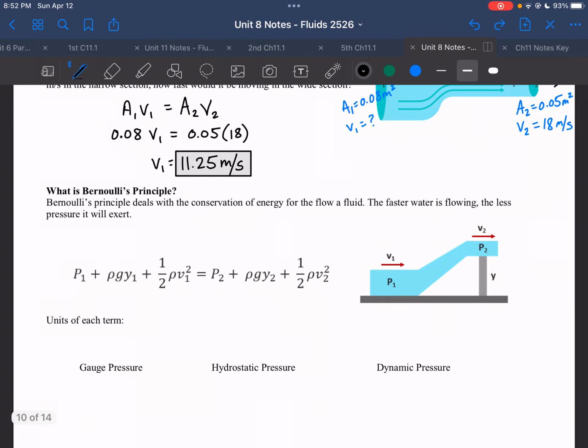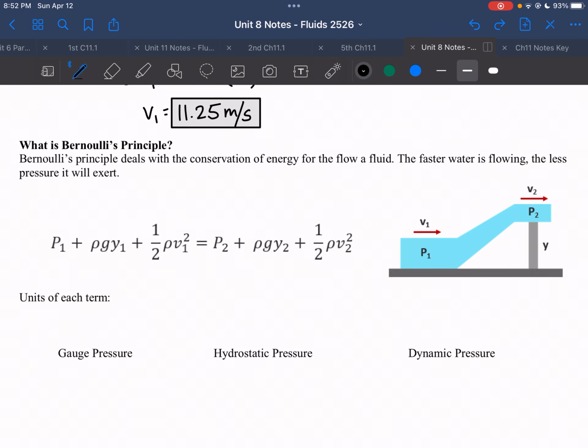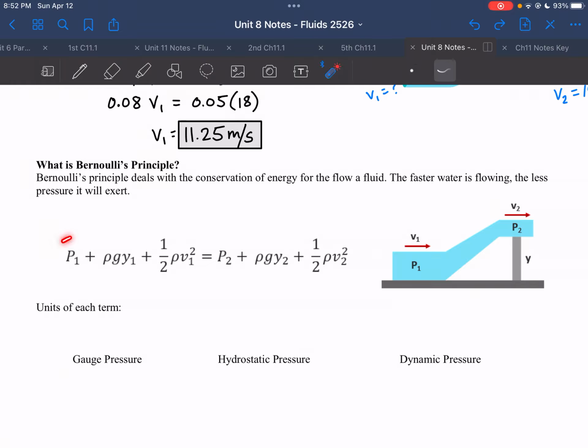This leads us to the next main concept, which is actually using Bernoulli's principle. This was discovered or created by a Swiss mathematician and physicist named Daniel Bernoulli. And what he figured out is that you can use the conservation of energy for the flow of a fluid. You might look at this and not immediately see energy, but what we actually have here is pressure. And pressure, we know, is the force divided by the area.